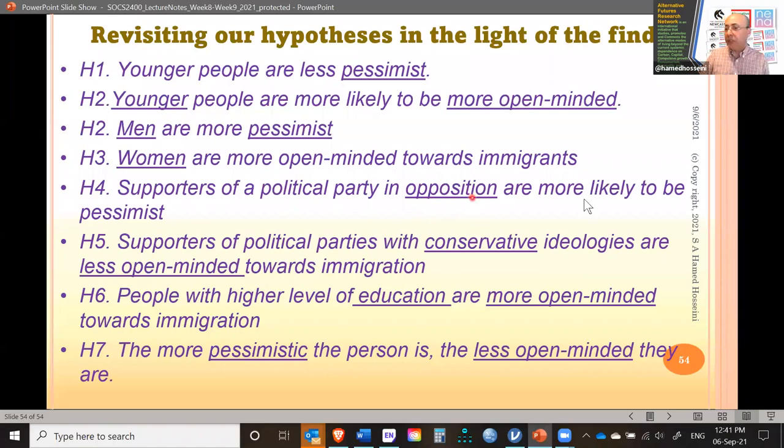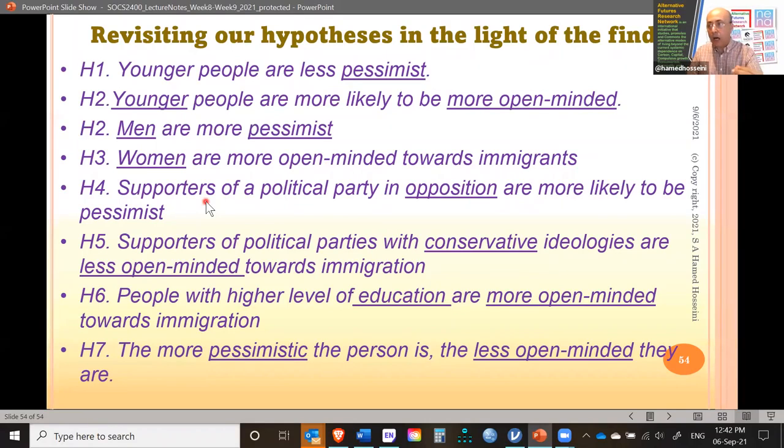Supporters of political parties in opposition are more likely to be pessimistic. You may remember that was not the case, actually. The voters for the political parties in power were more pessimistic. So H4 rejected, and it was the opposite. So we have to correct it. Now we have to say supporters of the political party in power are more likely to be pessimistic. So you can see the data does not support the original.